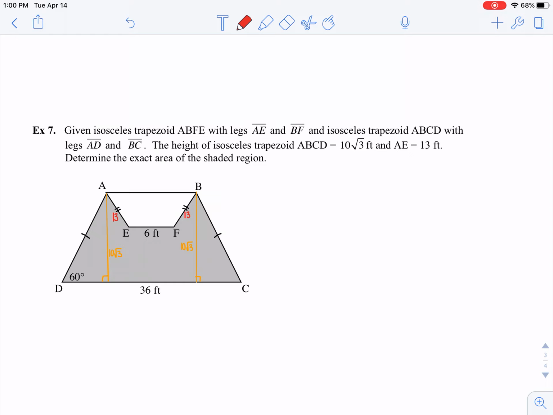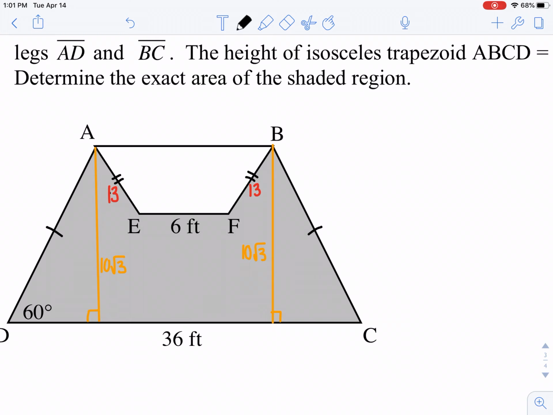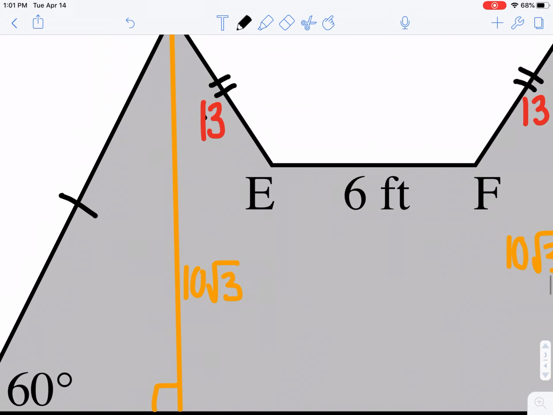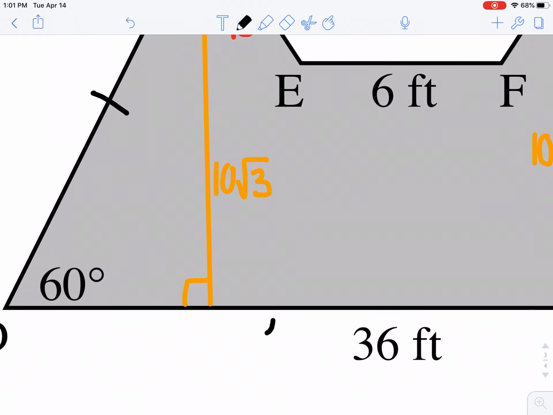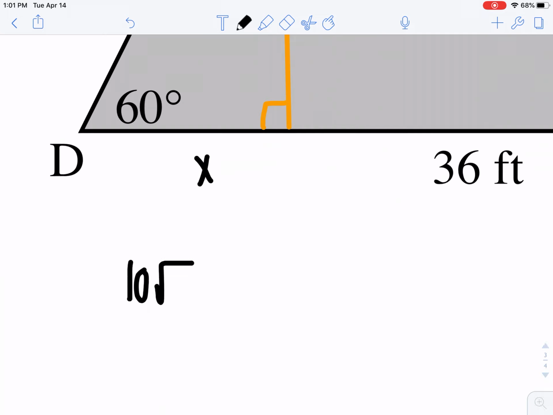Determine the exact area of the shaded region. So therefore, we're going to have to find the areas of both of our figures and then subtract them from each other. So to start, let's determine our length of AD because we have a 30, 60, 90 triangle. So to figure out what our side across from 30 is, we'll call it X. We can say that 10 root 3 is equal to X root 3.